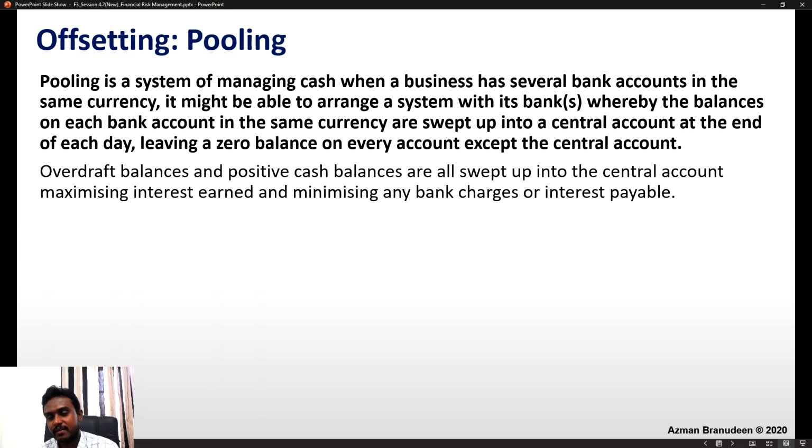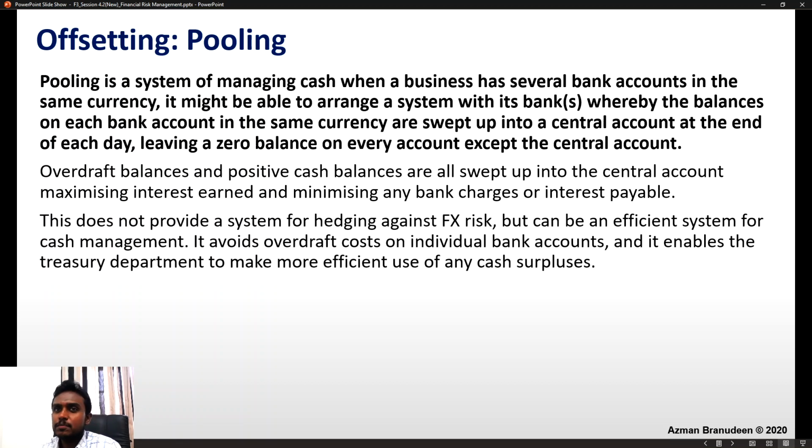So if you can net all those balances off to zero and bring it into a central account, maintain the records properly, blockchain can be very useful here as a technology. It's a good way for a large company operating multiple accounts in the same bank. This does not provide a system for hedging against FX risk, as you would have already figured out.